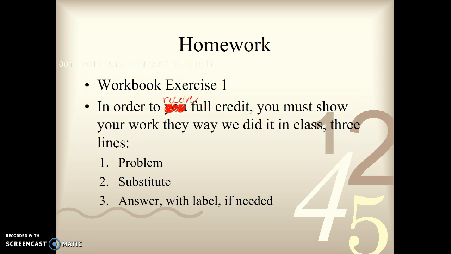But in order to receive full credit, you must show your work the way we did it in class. So 3 lines: problem, and then substitute, and then solve. Your answer, make sure that you have your labels if necessary. All right, that's it.